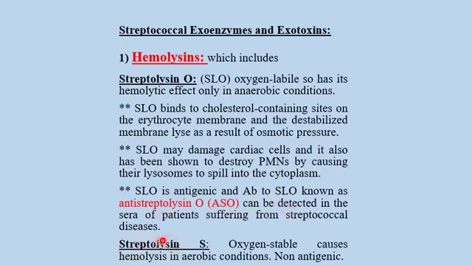Streptolizin S. This S stands for being stable to oxygen, unlike streptolizin O. They cause hemolysis in aerobic conditions. But this kind of enzyme is non-antigenic, meaning the body can't form antibodies against this streptolizin.